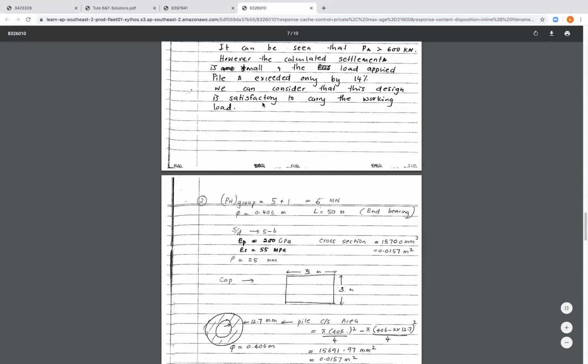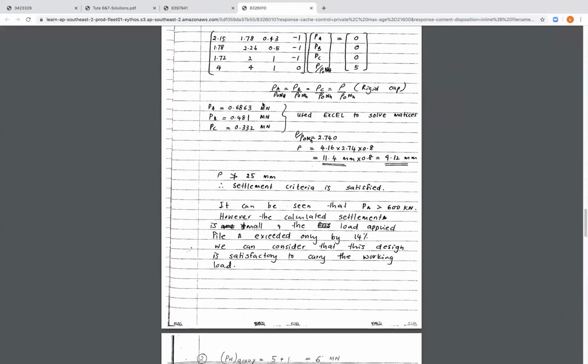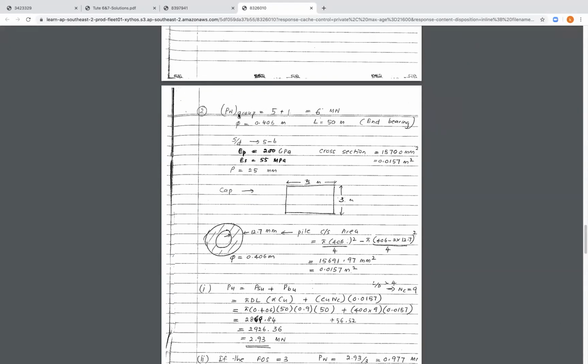Okay, so as you can see in this question, we do have the working load on the pile group. It's 5 meganewton plus 1 meganewton, so in total 6 meganewtons. The diameter of the pile is 0.406 meter or 406 millimeter. The length of the pile is 50 meter, and it's end bearing because it's resting on the bedrock. The spacing to diameter ratio is 5 to 6.